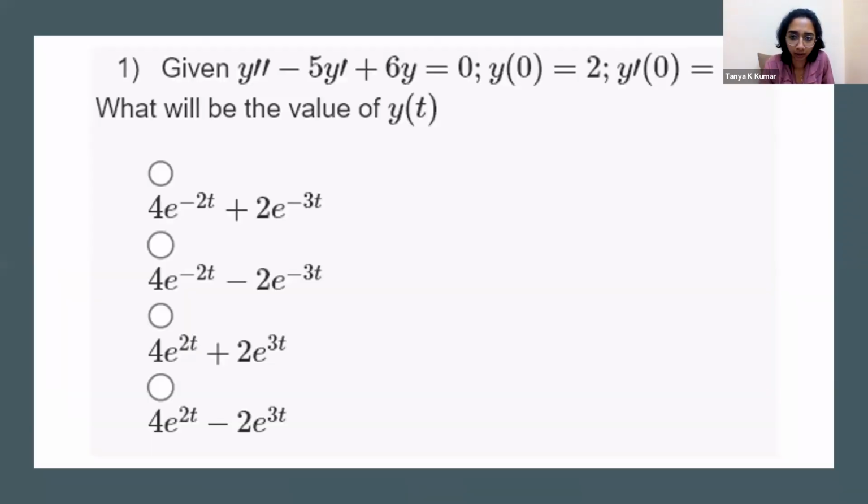CMQ. So these are the questions of your week 10. We'll just go over these questions. We will not solve them. So the first question is given. This is a second order ODE. So y double dash, so d squared y by dt squared, minus y dash plus 6y equal to 0. And your initial conditions are given. What will be the value of y of t? So basically they've asked you to solve this ODE.